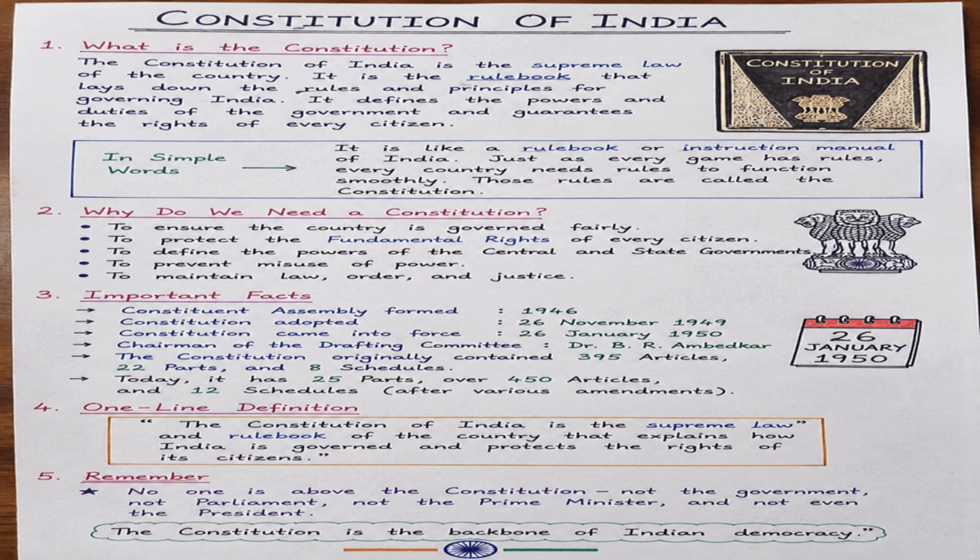So, in the next video, we will move one step ahead and understand the Preamble of the Indian Constitution, what "We the People of India" means, why words like justice, liberty, equality, and fraternity are so important, and how they affect our everyday lives.